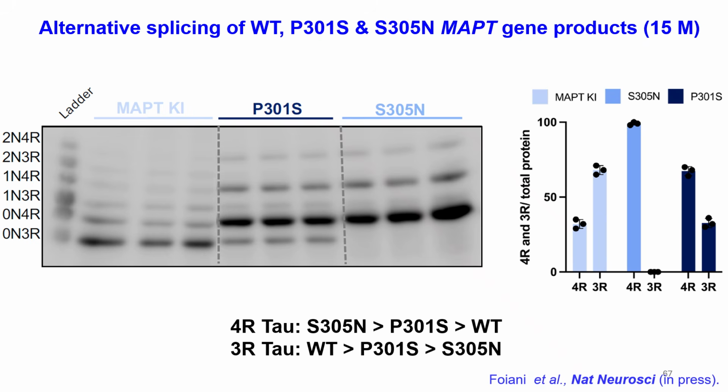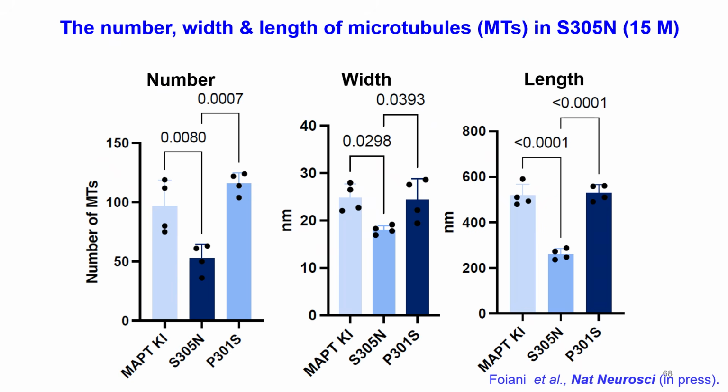This slide illustrates that the 4-repeat tau is the most abundant in the S305N line, and then in the P301S line, where it is least abundant in the wild-type line. Consistently, the 3-repeat tau is the most abundant in the wild-type line, and then in the P301S line, where it is least abundant in the S305N line. Please note that 4-repeat tau is more pathogenic than 3-repeat tau in general.